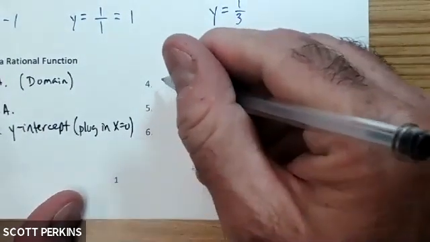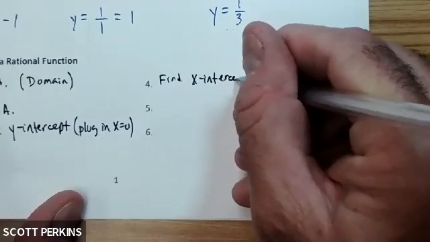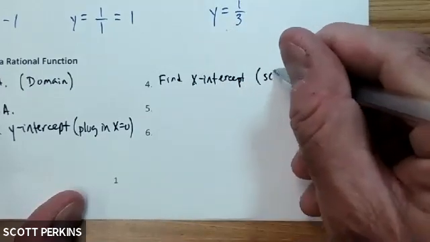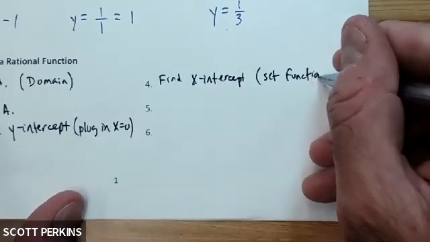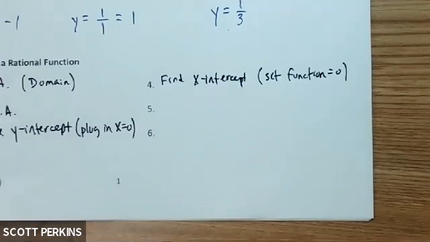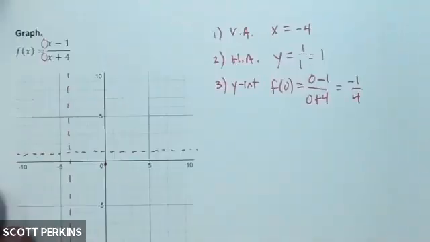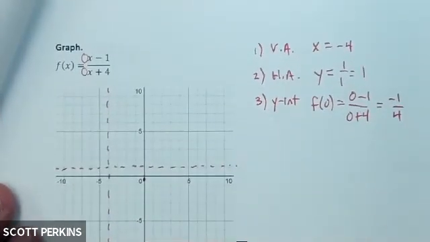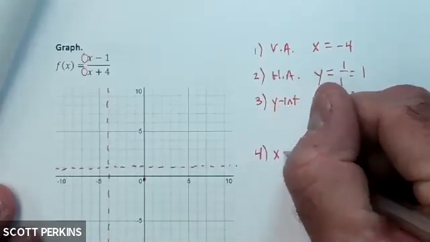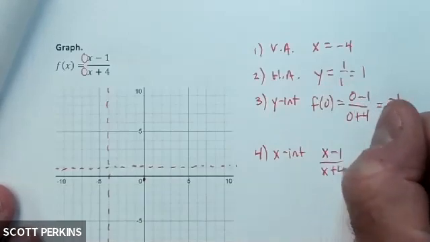is we are going to find the X-intercept. And the way we do that is we set the function equal to 0. I'll give you a second to write that down. So the nice thing, though, that sounds like a lot to do. So here's my fourth thing. We're going to find the x-intercept. Where does this go through the x-axis? So I'm going to take my x minus 1 over x plus 4 and set it equal to 0.